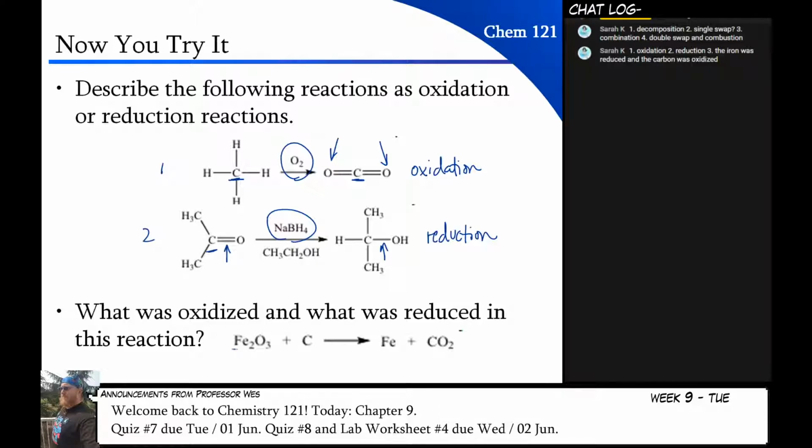Down here, here's my iron. Iron was bonded to a lot of oxygen, but now it's not. So iron got reduced. Now, what was oxidized? Well, carbon didn't start with any oxygens, but all the oxygens got thrown on carbon. So carbon got oxidized. And there you go. That's how we do oxidation reduction. So we're going to stick to the simple method.